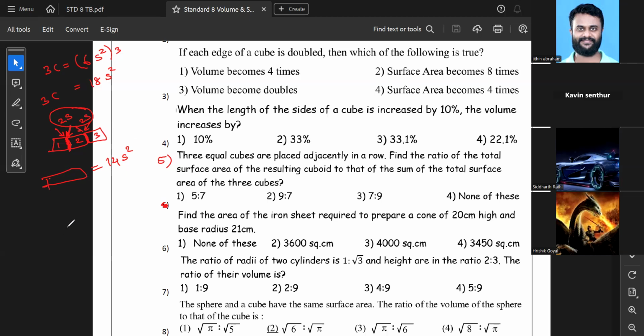Yes, sir. So the question is, what is the ratio of total surface area of the resulting cuboid? I'll call this R because of the word resulting, and the sum of the total areas of the three cubes, I'll call this C. So the area of R upon C, area of R is 14 s square. Area of C is 18 s square, which we have already found. S square gets cancelled. 14 and 18 cancel होने के बाद you'll be left with 7 by 9. 7 by 9 is your answer.